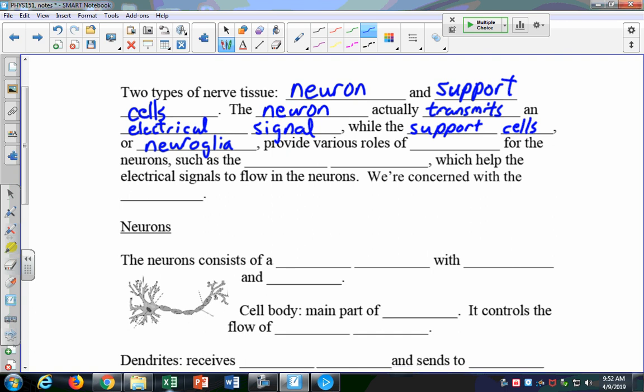So they provide various roles of support for the neurons, such as, for example, the myelin sheath, which helps the electrical signals to flow in the neurons. And we'll be mainly concerned with the neurons. We'll sort of talk about those support cells a little bit, but mainly we're looking at the neurons.